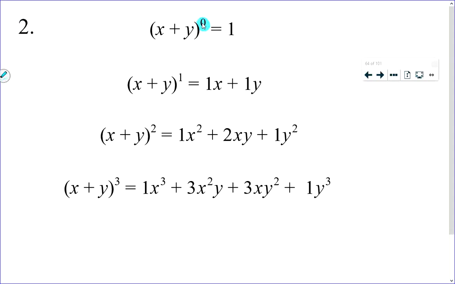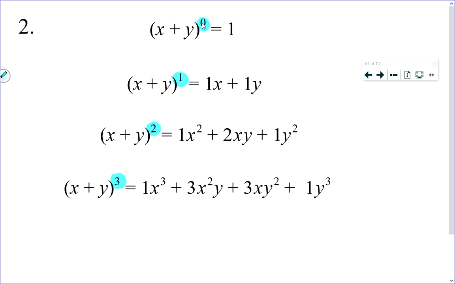If the exponent on the binomial is 1, you get 2 terms. When I have x plus y to the 1, I get x, which is a term, plus y, which is a term. When I have an exponent of 2, I get 3 terms. When I have an exponent of 3, I get 4 terms. So I want to summarize this verbally.